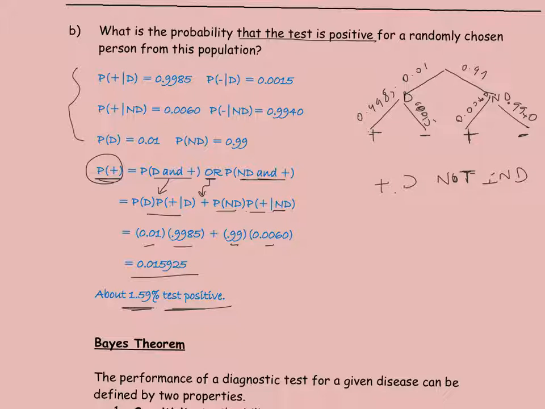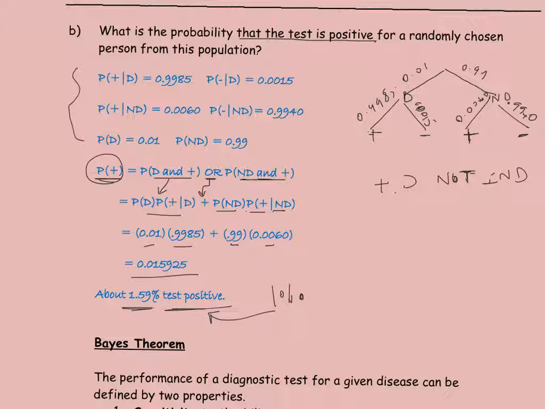Note that this sounds reasonable because 1% of the population actually has the disease, and there may be some false positives. So including the false positives, 1.59% of the people will show a positive test result.